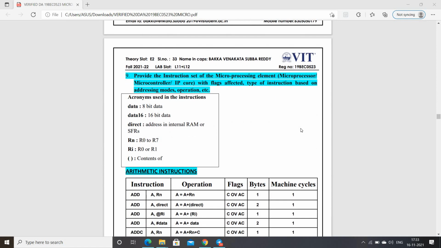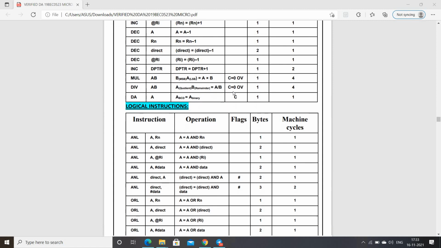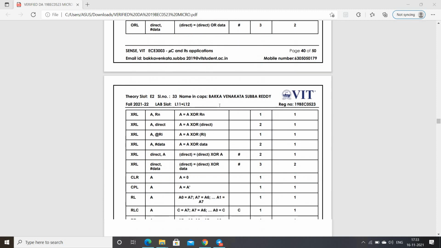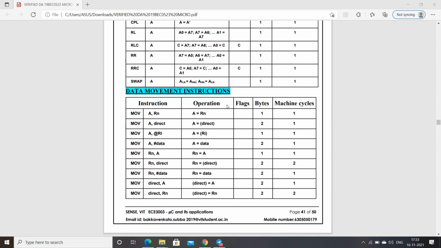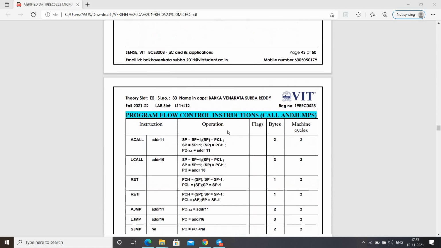And moving on to the 9th question, provide the instruction set of the microprocessing element, microprocessor or microcontroller or IP core, with flags affected, type of instruction based on the addressing modes, operations, etc. So these are the arithmetic instructions, and these are the logical instructions, and these are the data movement instructions, and these are the bit processing instructions, and program flow control instructions or calls and jumps.